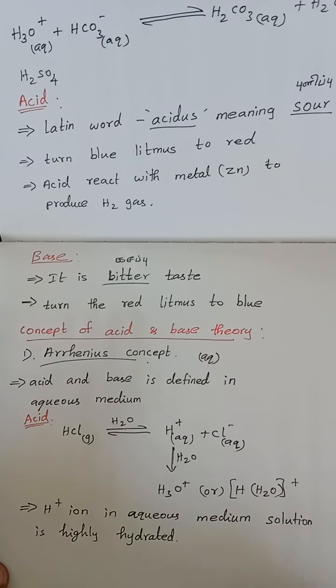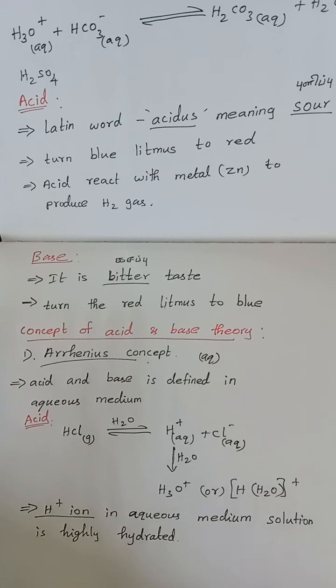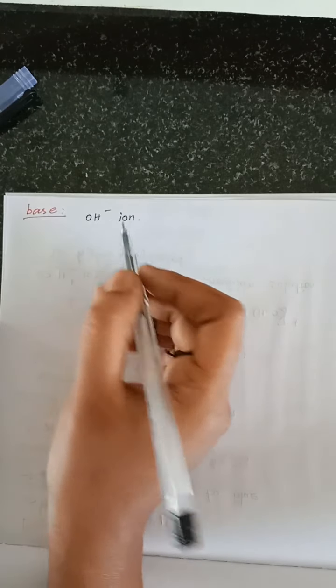Then the next one, base. A base is a substance that dissociates to give hydroxyl ion. The H plus ion is the acid, the OH minus ion is the base. A base is a substance that dissociates to give hydroxyl ion in water. The hydroxyl ion symbol is OH minus.